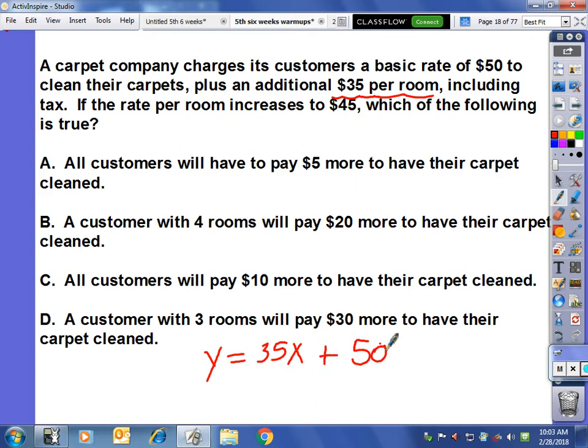So basically, to come out and look at your measure everything or whatever, they're going to charge you $50 just to come out. Then they add $35 for every room. $35 per room. Now, this company is going to change their pricing. If the rate per room increases to $45, what did they not change? They didn't change the y-intercept. So what's my new equation? Okay, now I want you to look at the answer choices and be very careful. It says which one is true. There's one down there that's true and all the rest would be false.